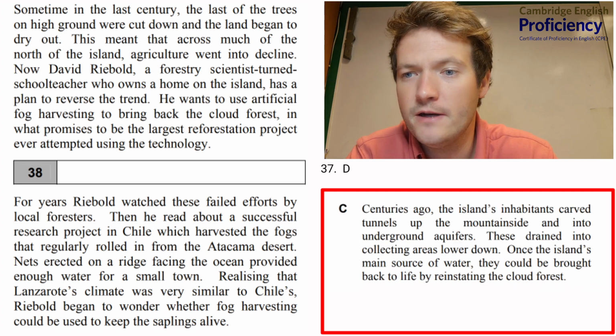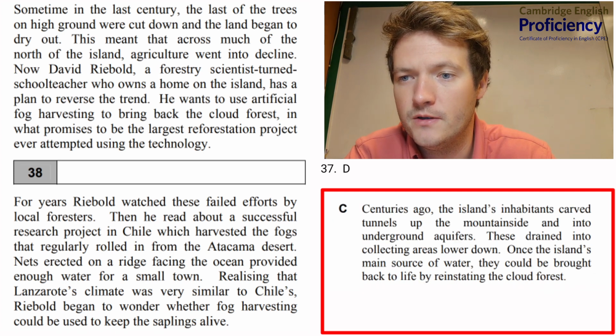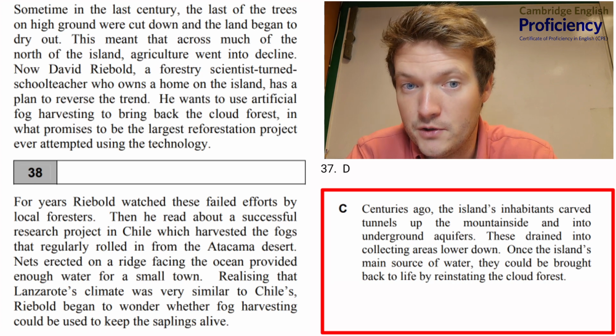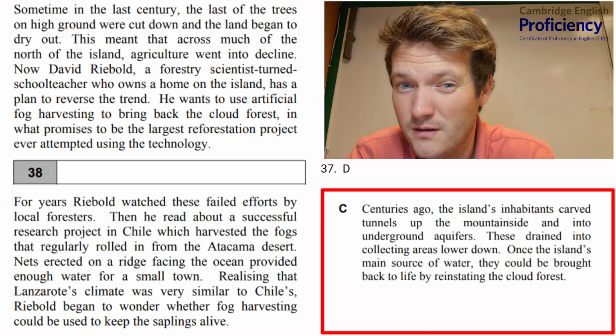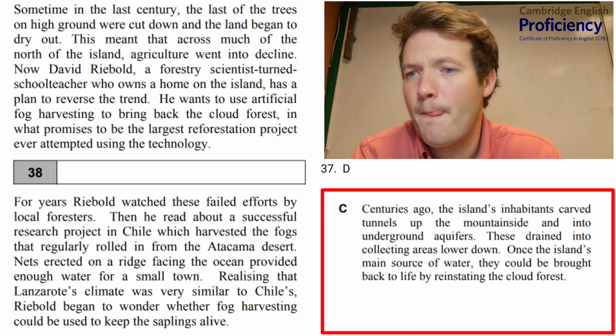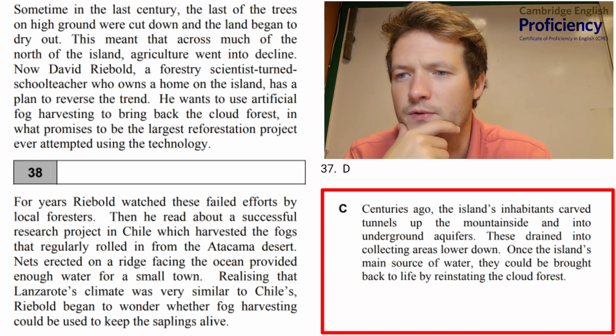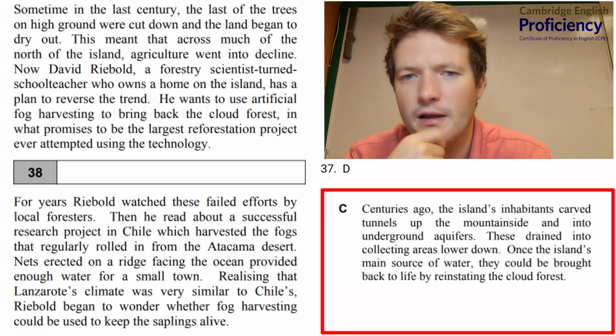Let's have a look at C. Centuries ago, the island's inhabitants carved tunnels up the mountainside. Well, this could be comparing artificial fog harvesting, possibly. Carved tunnels up the mountainside and into the underground aquifers. These drained into collecting areas lower down. Once the island's main source of water, they could be brought back to life by reinstating the cloud forest.